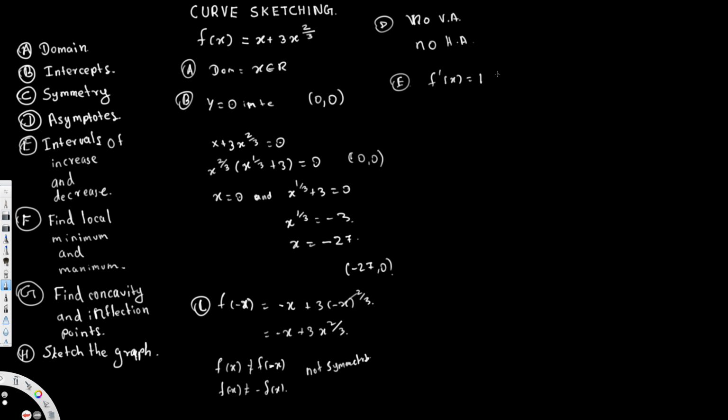Therefore, it's going to be plus 3 times 2/3, which is 2, over x to the power 1/3, since the negative exponent brings it to the bottom. So this is going to be the derivative of this function.